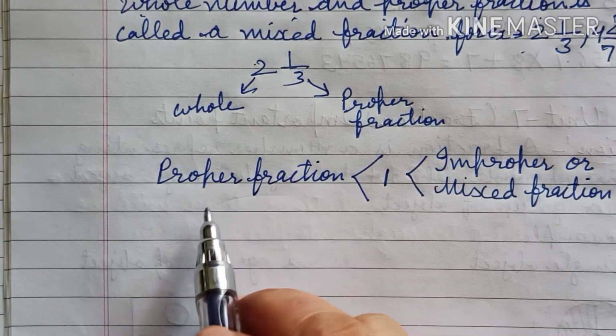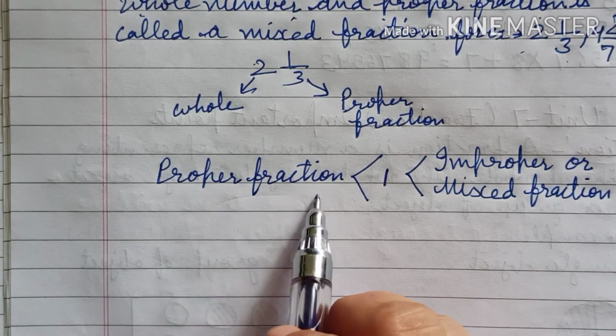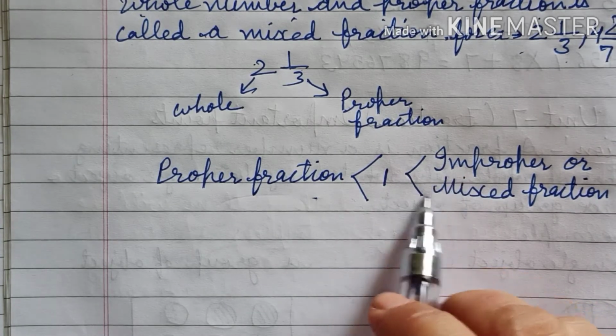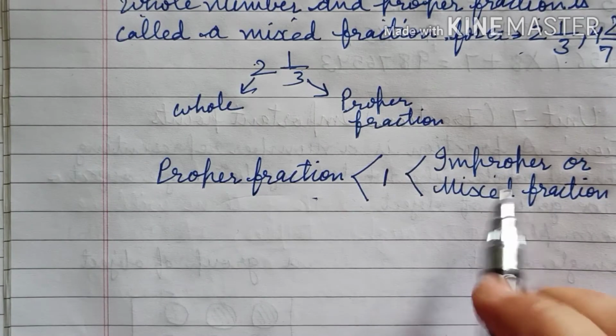Look here, children. Always 1 is greater than a proper fraction, and 1 is smaller than an improper or mixed fraction.